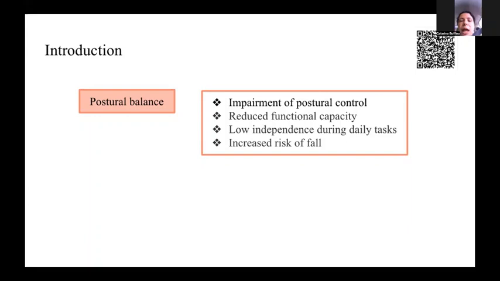These patients have sensory motor deficits that can reduce their functional capacity, like walking and maintaining postural balance in bipedal or orthostatic posture, and some difficulties in changing postures, like from sitting to standing. Next slide, please.